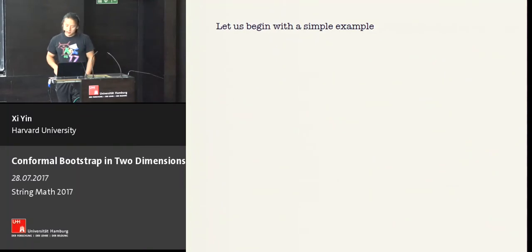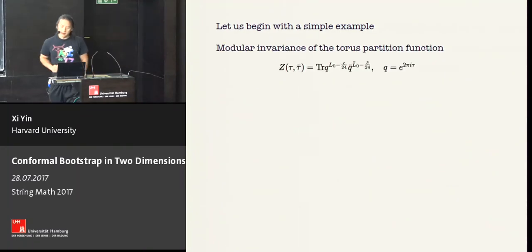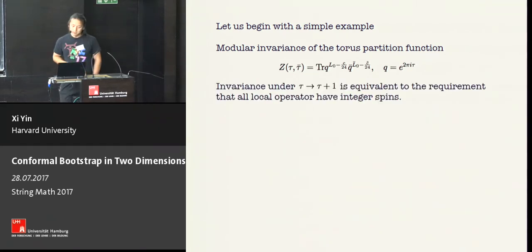And let me begin with a simple example. Let's study the modular invariance of the torus partition function. So this is a partition function of the modulus tau and tau bar of a torus. Okay, and c and c tilde here are the holomorphic and anti-holomorphic central charges. L0 and L0 bar are the Virasoro generators on the holomorphic and the anti-holomorphic side, and the trace is over the Hilbert space of the CFT on the circle. The Hilbert space of the CFT on the circle is mapped to the space of local operators.